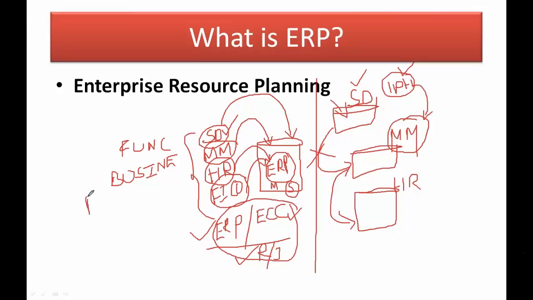Sir, why are people calling it R/3? What does R/3 stand for? R/3 stands for real-time 3-tier architecture. When you're saving the data, finally we are saving the data into a database backend. So this database or ERP contains a 3-tier architecture. First is called the database layer.